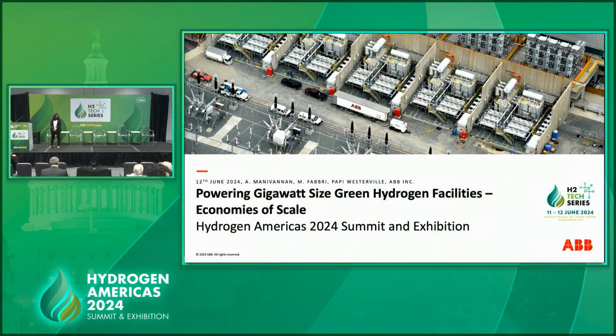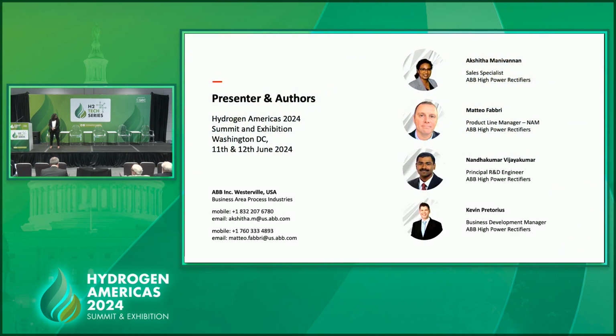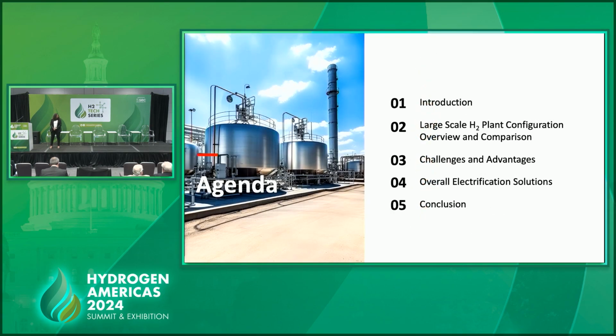For the past few days we've been hearing a lot about scaling up of the electrolyzers, but nobody's talking about scaling up on the power supply side. We have a lot of advantages on scaling up on the power supply side, so that's what we look at today. Agenda: we look at an overview SLD for a large-scale hydrogen plant, the challenges and advantages, the overall electrification solutions, and then the conclusion.